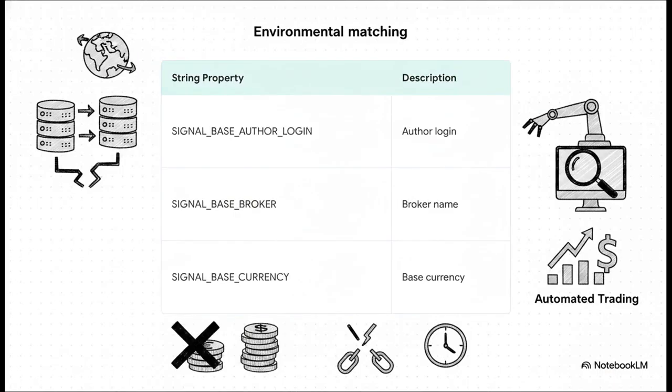The final piece of this evaluation phase uses string properties under enum SignalBaseString, and these text values are totally critical for environmental matching. Your EA can quickly check the SignalBaseBroker and SignalBaseBrokerServer to ensure the signal provider is actually operating in a similar environment to yours, which, trust me, really helps minimize execution lag and slippage. Plus, verifying that the SignalBaseCurrency matches your account's base currency, that little check can save you from getting hit with some seriously unexpected conversion fees.